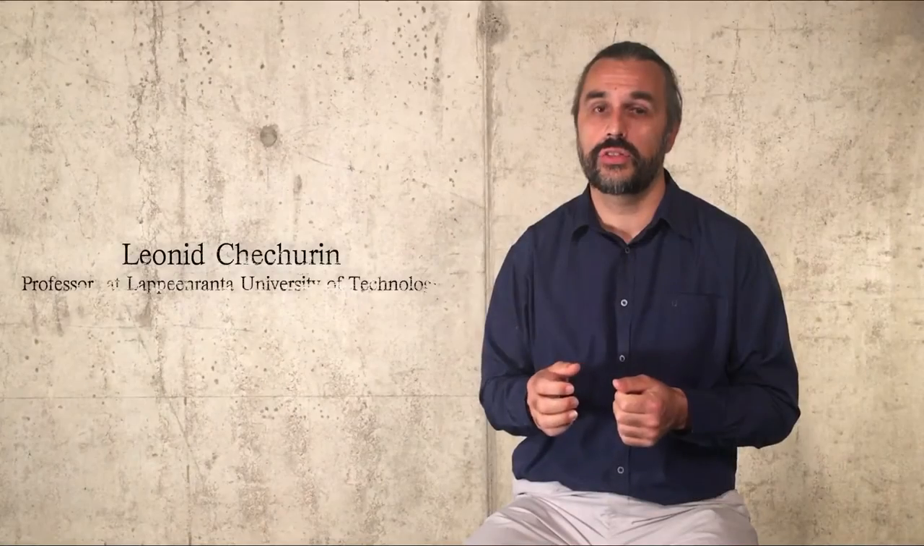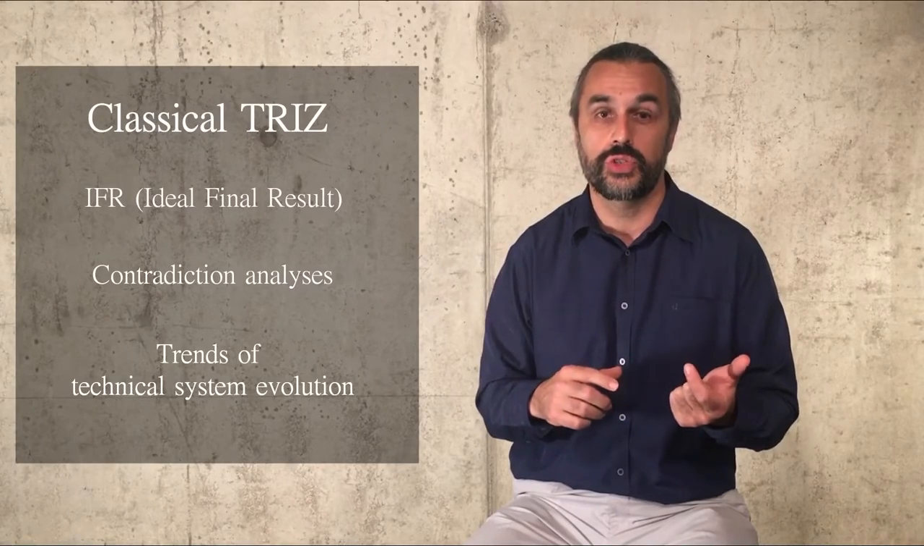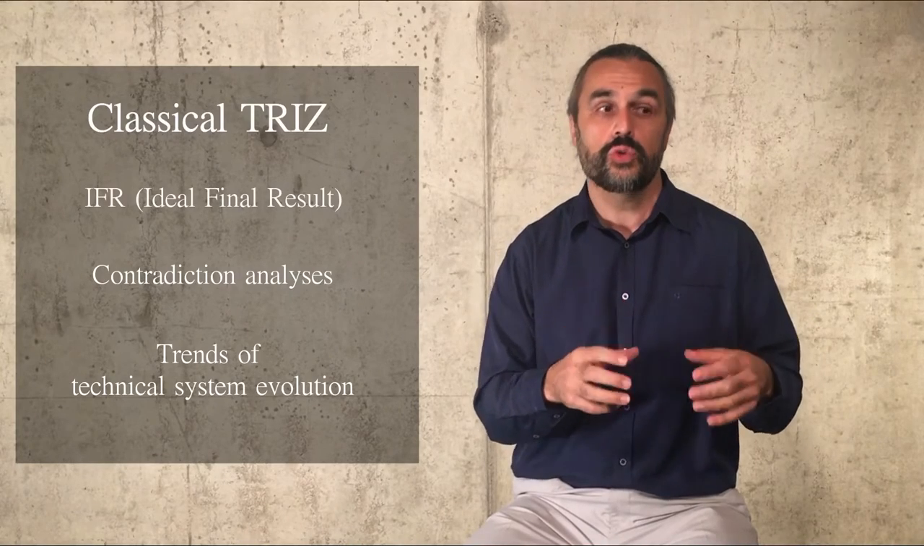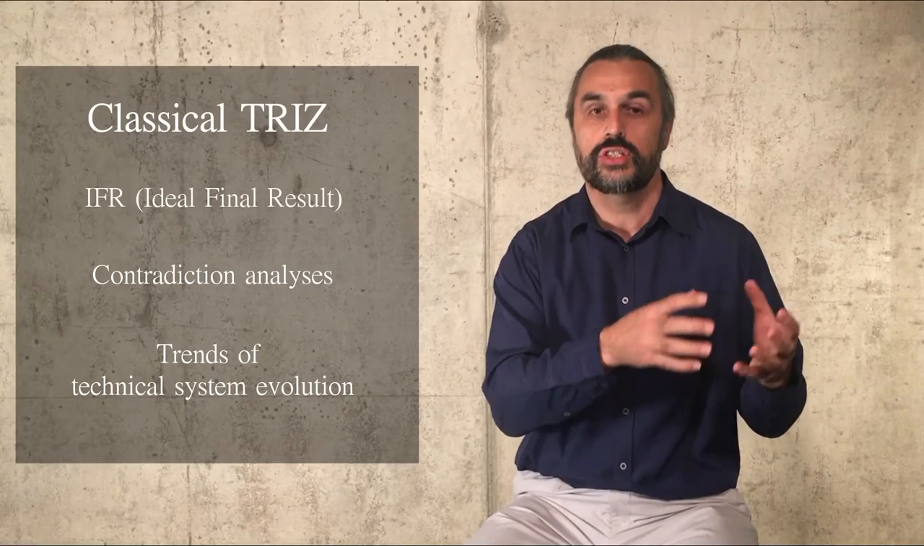Functional modeling part. This is a really big chapter and a really basic chapter of, let's say, modern TRIZ. By the way, there are two schools of thought. One is called classical TRIZ, with all this ideal final result, contradiction analysis, and trends of technical system evolution. I would say it's more strategic. It's more like spiritual. It helps you to improve a system, but you don't know exactly what to do to improve this or that system.